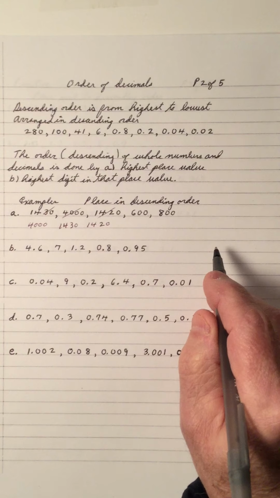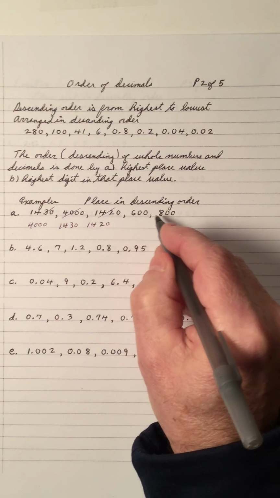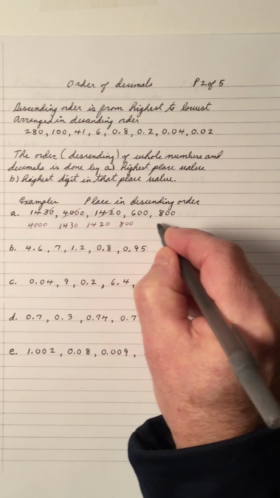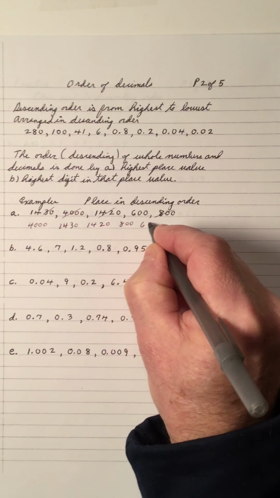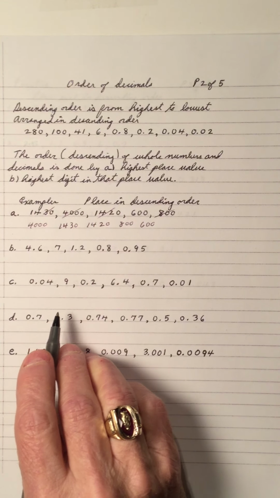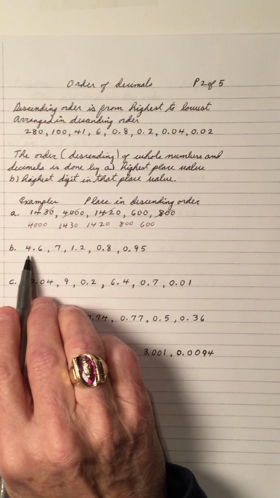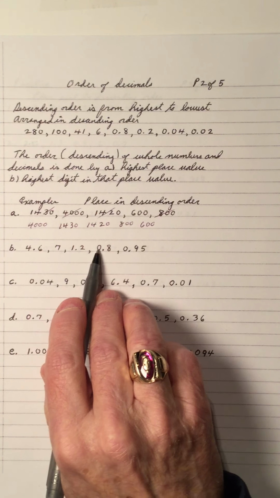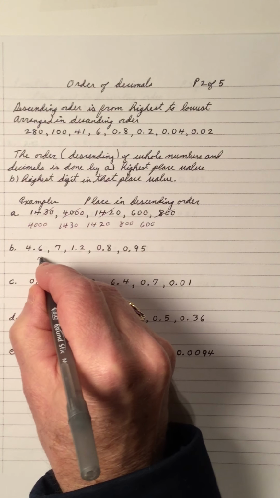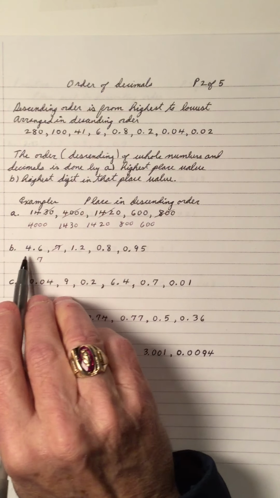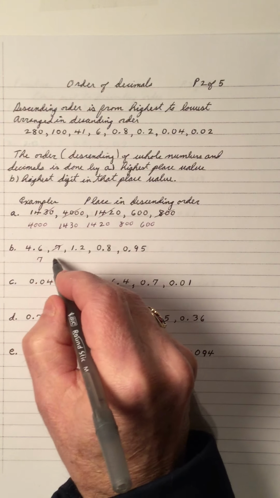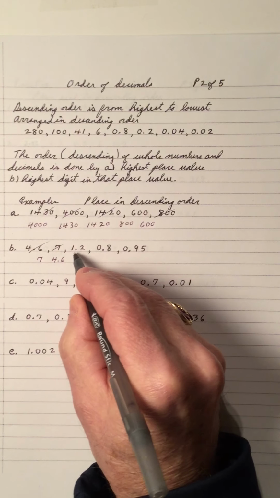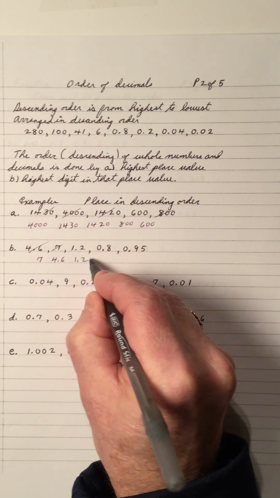The reason I scratch them out is to keep track, to make sure I pick them all. If I pick them all out, 800 would be next, and 600 is the last one. So notice in descending order. In B, let's see, we have ones, a 1, 1. So 7 is the highest. The next after that is 4.6, because that's 4 ones. The next is 1.2.